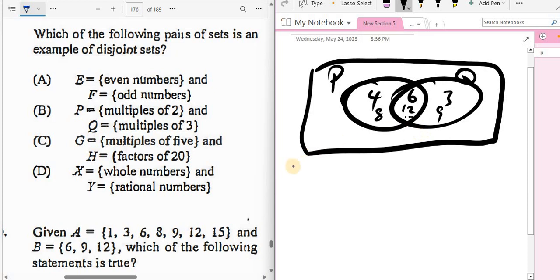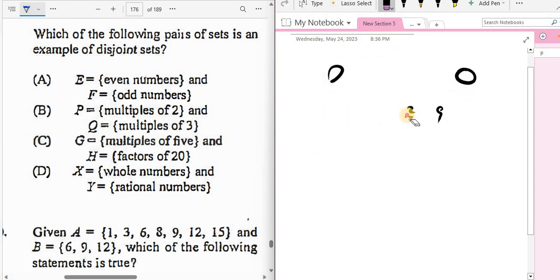So to differentiate them, what about set C? Is that a subset or intersection? Option C, multiples of 5 and factors of 20. Intersection, right? But they have members that are not in common, right? Alright, what about D? Whole numbers and rational numbers.